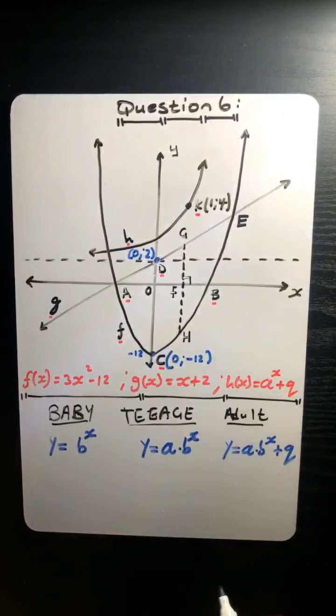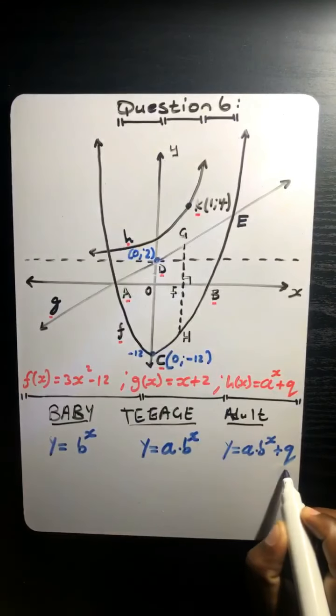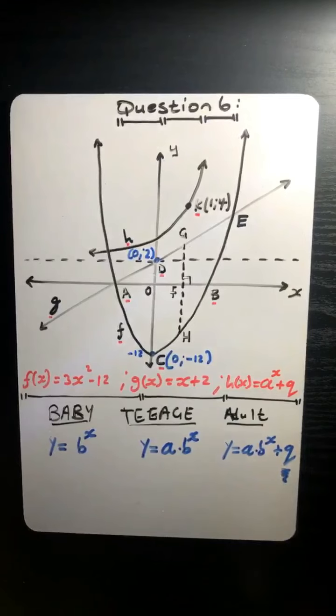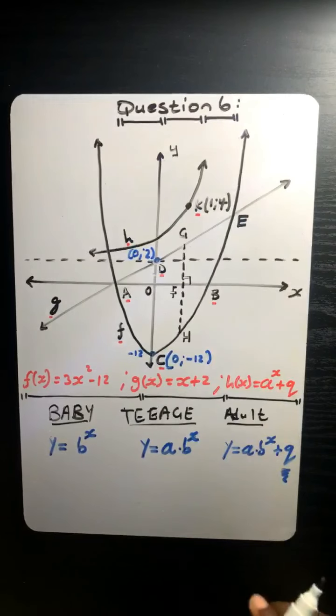Lerato, you tell me, what does that q tell us, or what does it mean according to your understanding? So it's a vertical shift.